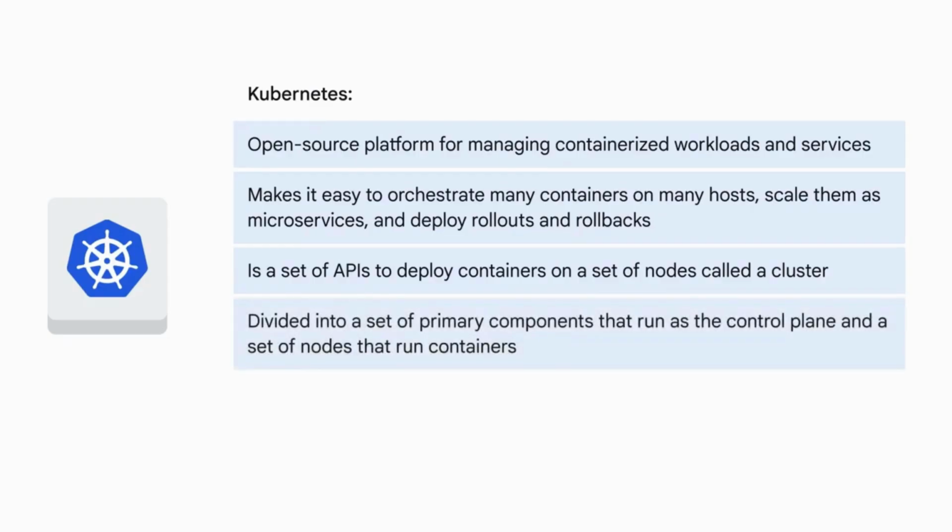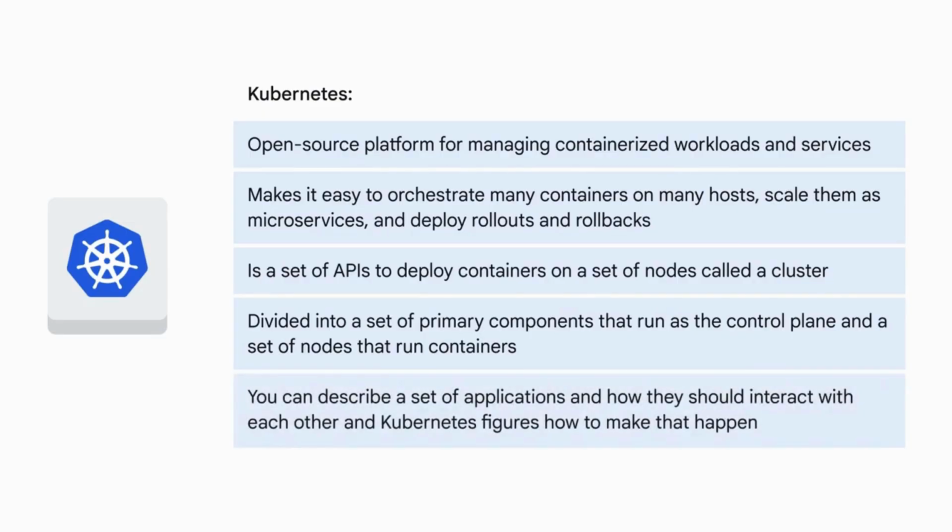The system is divided into a set of primary components that run as the control plane and a set of nodes that run containers. In Kubernetes, a node represents a computing instance, like a machine. Note that this is different to a node on Google Cloud, which is a virtual machine running in Compute Engine. You can describe a set of applications and how they should interact with each other, and Kubernetes determines how to make that happen.